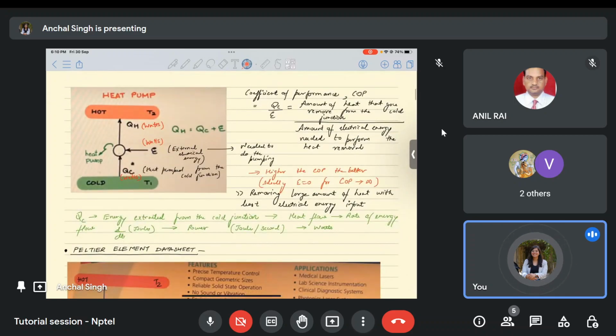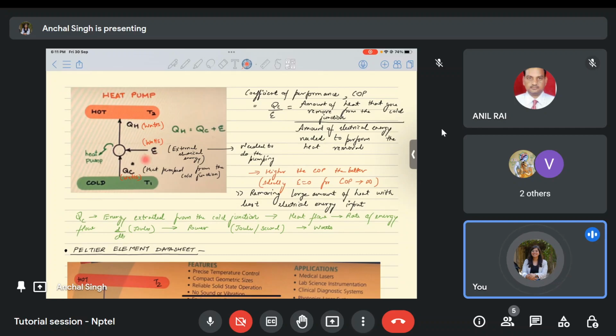Now, as we mentioned, Peltier works as a heat pump. So if I have one cold junction which is at temperature T1, and another hot junction which is at temperature T2, and I want to pump energy from the cold junction and give it to the hot junction, this won't happen naturally, right? Because the natural tendency of heat is to flow from higher temperature to lower temperature, from hot to cold. But if we want to flow the energy from cold to hot, we need to put some external work in it, right? This is the basic principle.